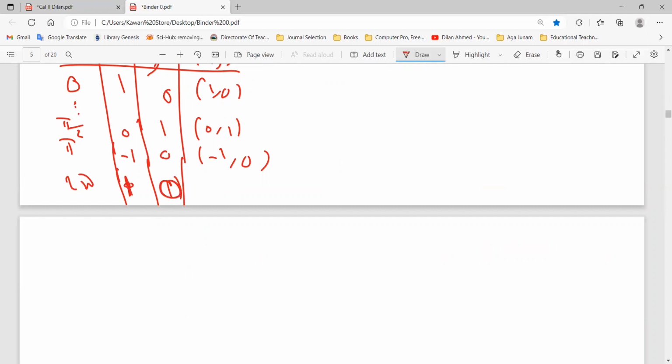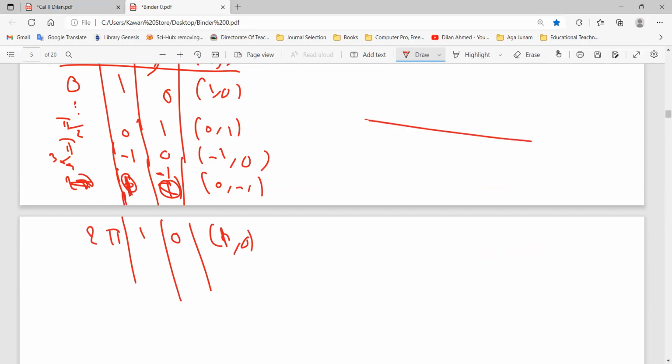No, I'm right. So I forgot about 3 pi over 2. I'll get 0, -1. Then it will be 0 and -1. Then go to 2 pi. I will get 1 and 0. You are right again.